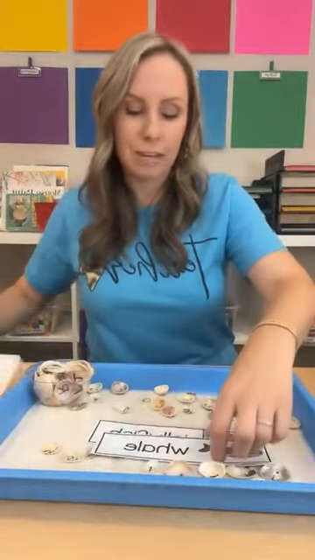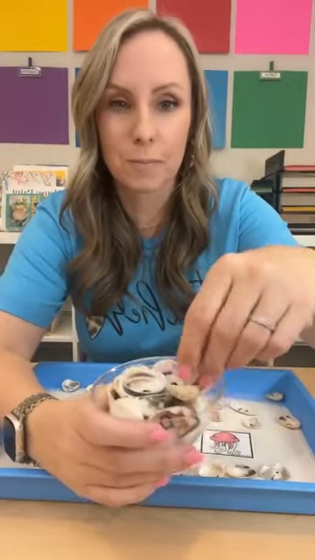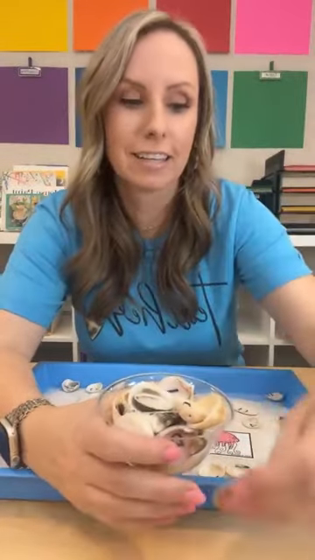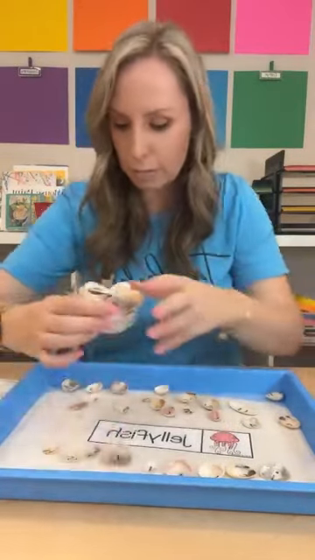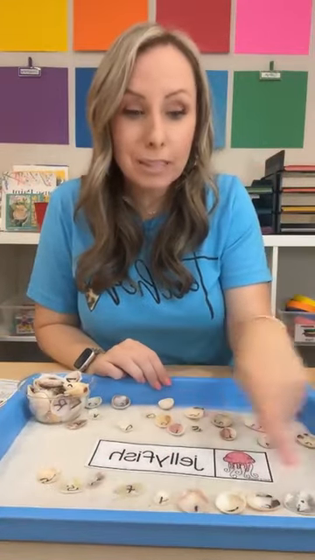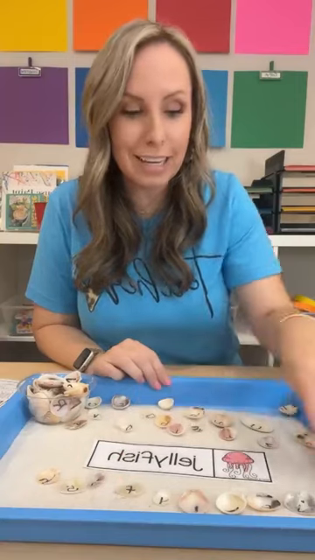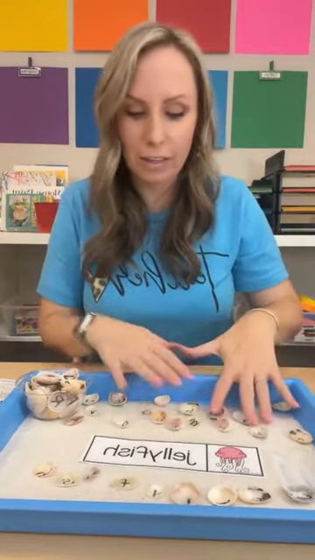So another fun letter manipulative that I love are letter seashells. So I just write the letter in the seashell, and then I have some letter shells. Okay, so you can make words with them. So we have jellyfish. They made it in the sand. This is just regular sand. And a tray, and then I had these letters out there.